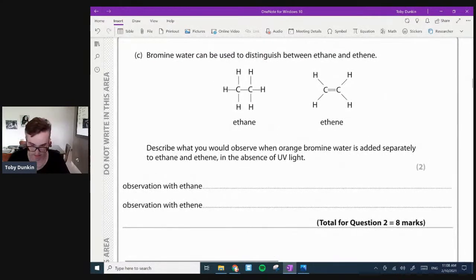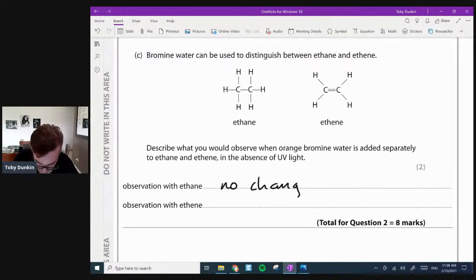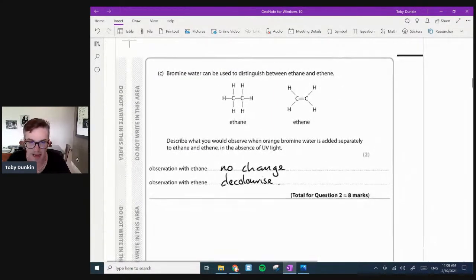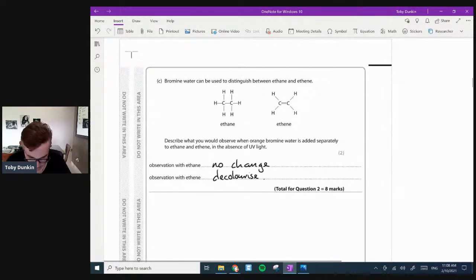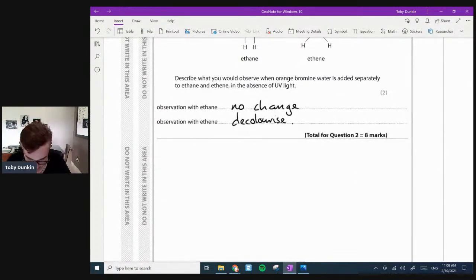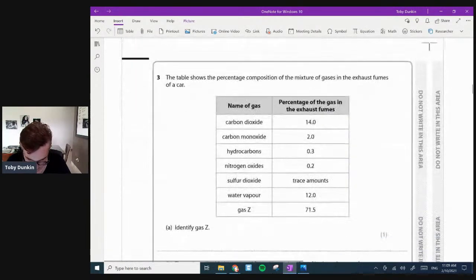Next, right. Distinguish between these two. Describe what you see, with orange bromine water added separately to ethane and ethene in the absence of UV light. Cool. So with ethane, no change, it remains orange. With ethene, it will decolorize. Edexcel want you to say the word decolorize, they don't want you to say from orange to colorless. They'll accept it, of course, but they want you to say observation, bromine water will decolorize. No change for the alkane.